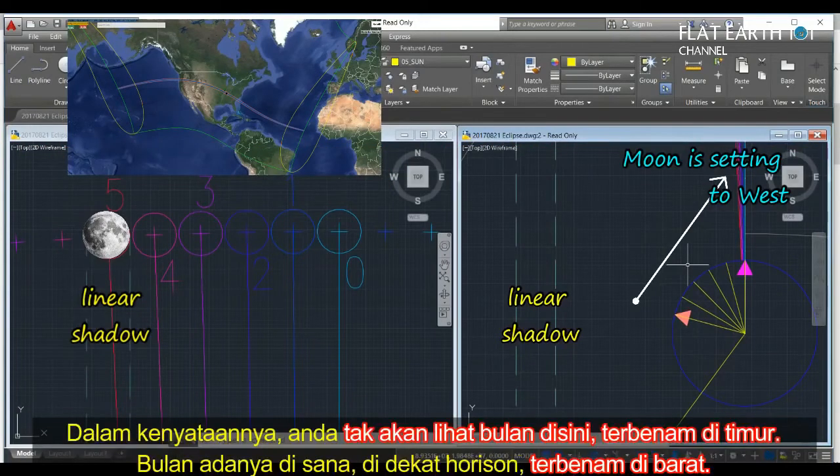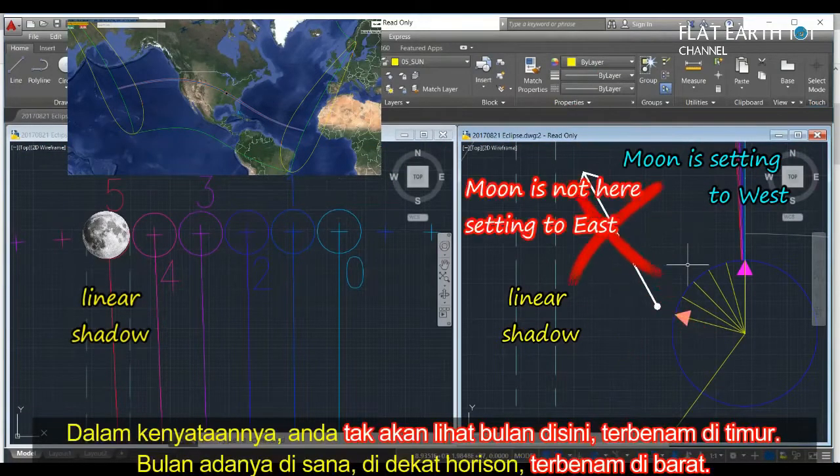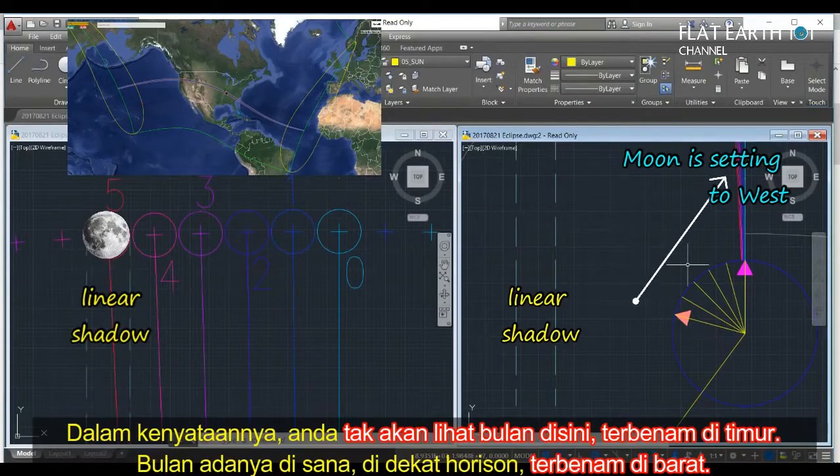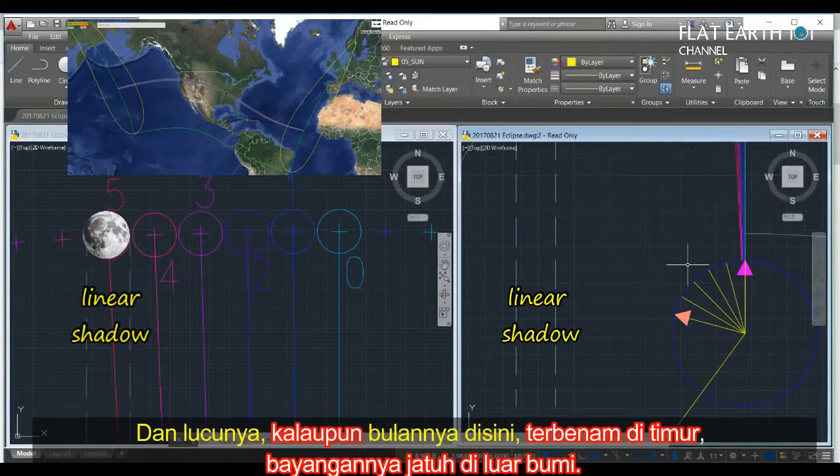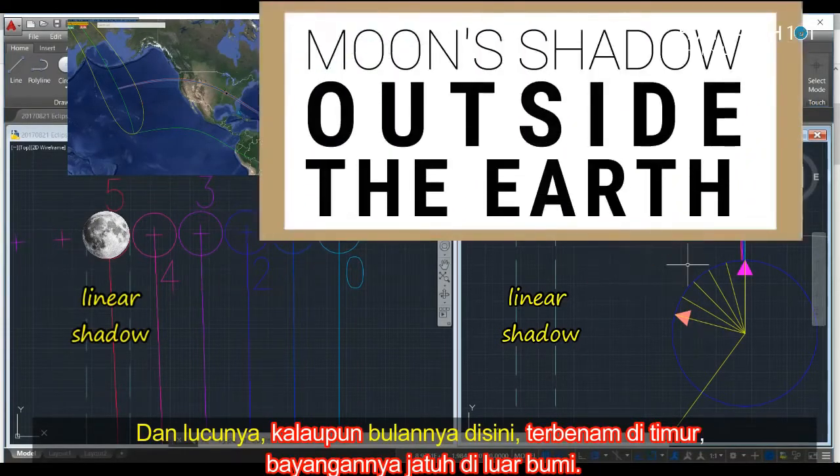In reality, you don't see the moon is over here like it's setting to your east. The moon is over there, near the horizon, setting in the west. The funny thing is, even though the moon is over here setting in the east, the shadow will fall outside the Earth.